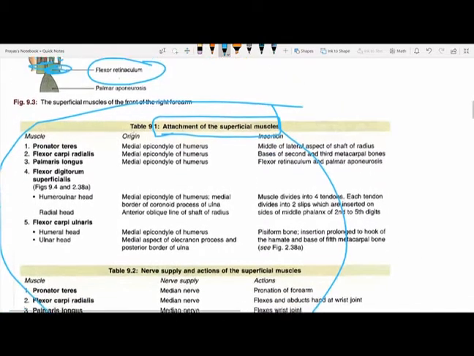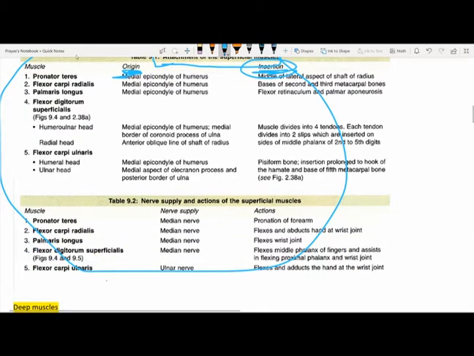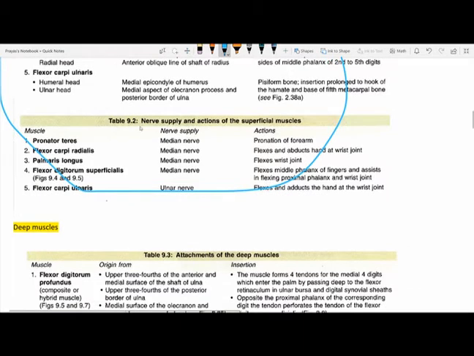The origin is important, where they originate and where they end. Insertion is important. So this is a really important diagram, you need to know this. And also the nerve supply and actions. So actions, as I mentioned, pronator teres, the name itself says pronator. So pronation of the forearm, pronation and supination.